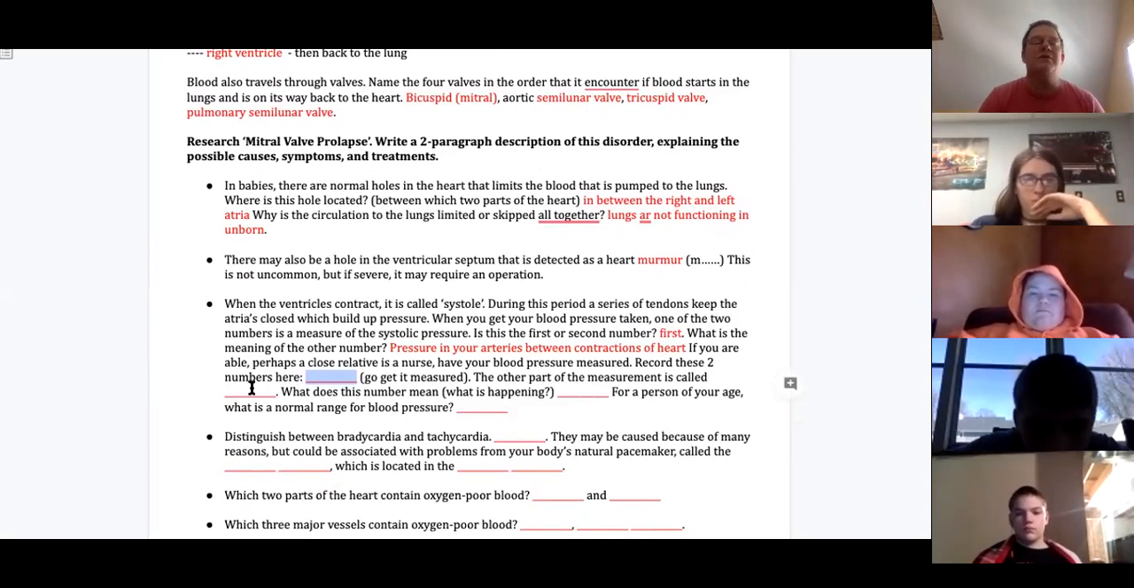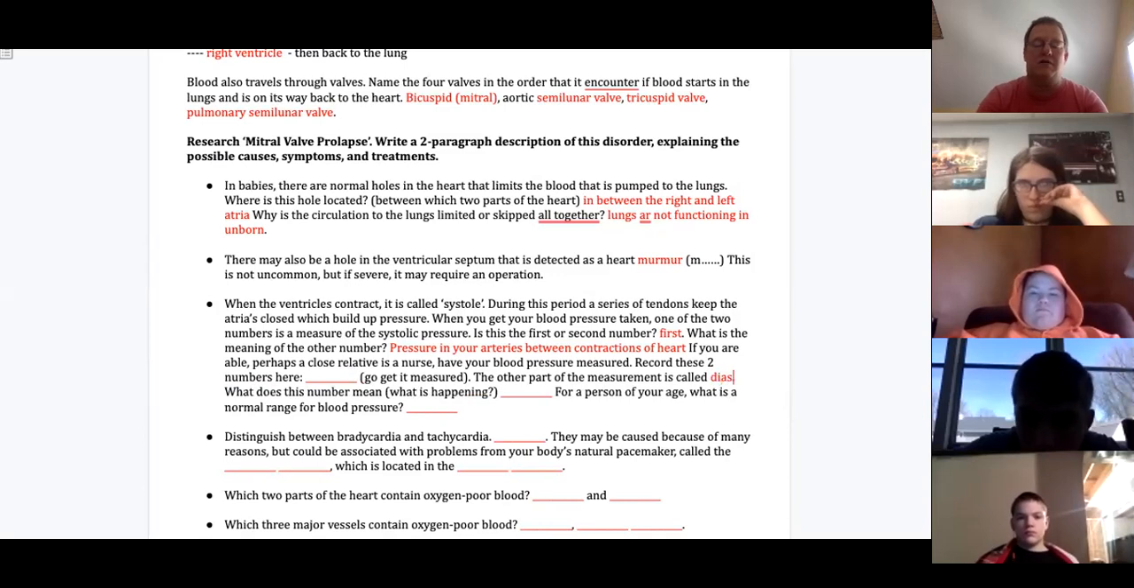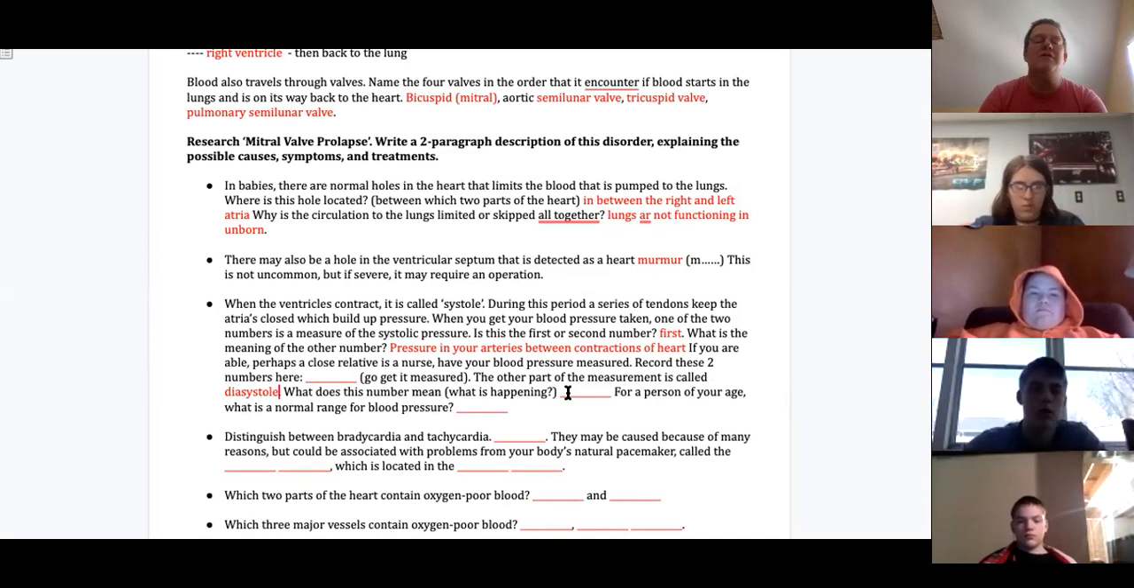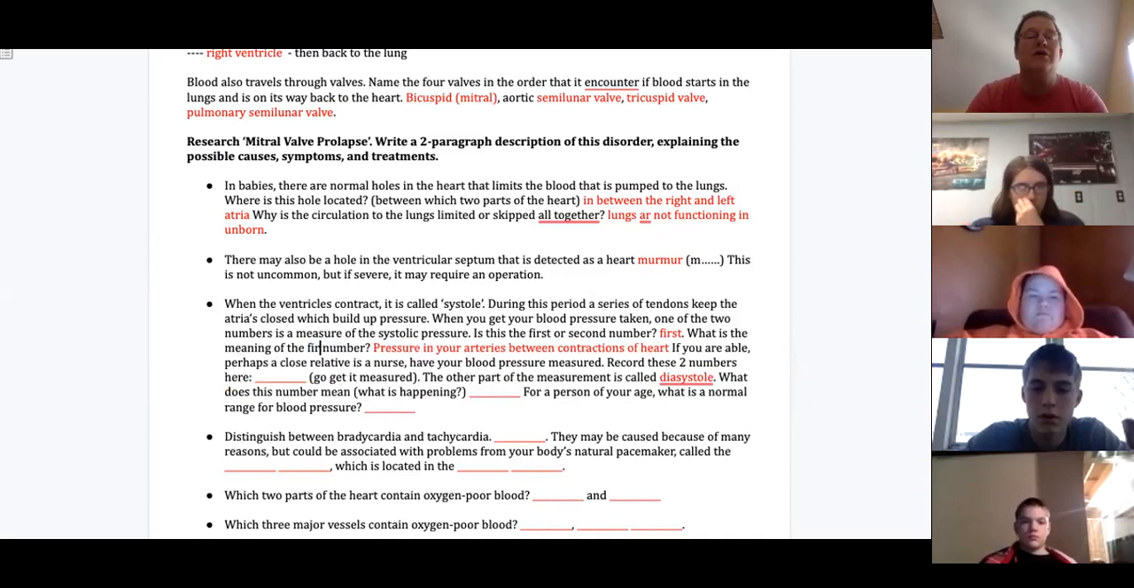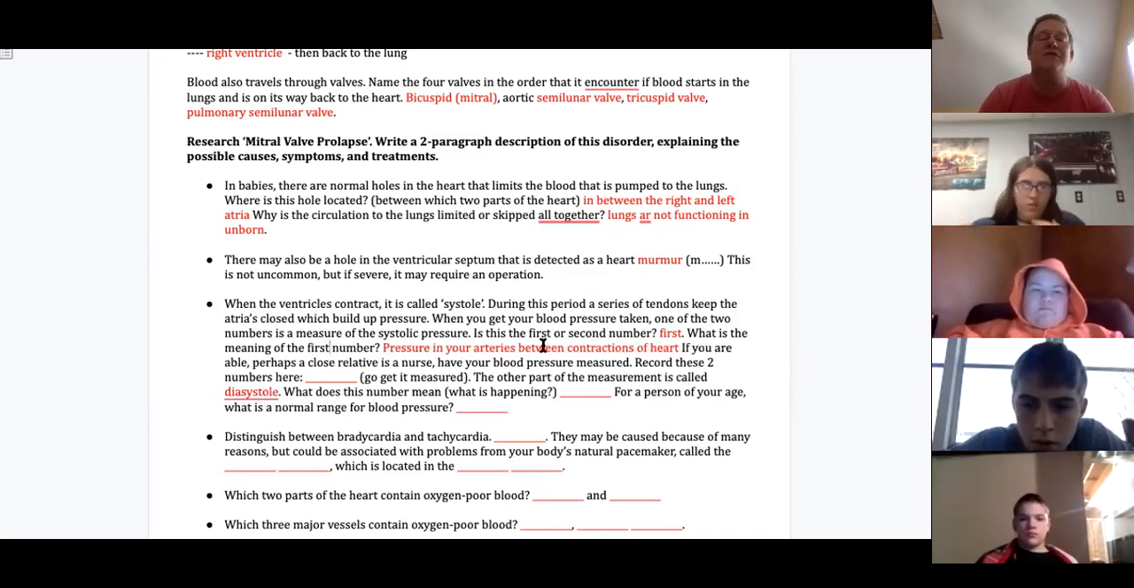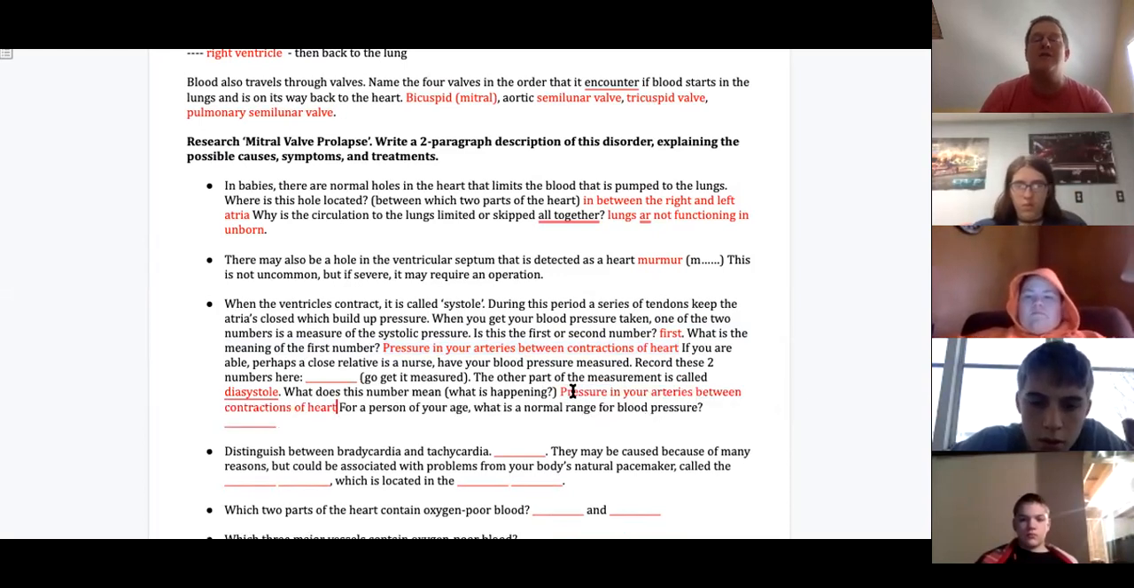The other part of the measurement, I mentioned it, but we didn't write it down, is diastole. What is the meaning of the other number? Why did I say that? I'm answering it twice. Whatever. Okay, so I'm going to change it on mine just so I know later. You don't have to if you don't want to. The meaning of the first number is the pressure in your arteries while the heart is contracting. The meaning of the second number is the pressure in your arteries when it's not.